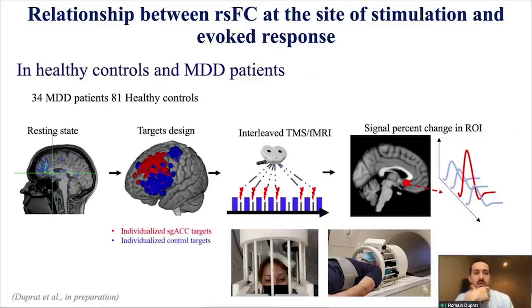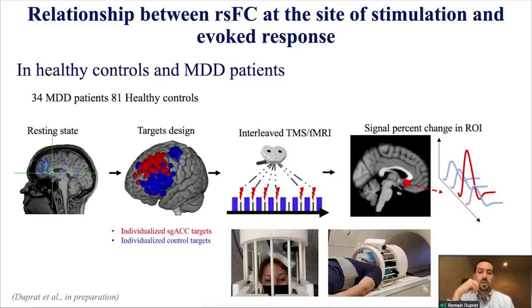Just to explain to you a bit the setup, what we first did was to acquire resting states from depressed patients and healthy controls, and use those resting states to design individualized targets based on functional connectivity. We were mostly interested in the subgenual anterior cingulate cortex, of course. So we used the functional connectivity maps to design those targets at the individual level, and we used control targets as comparison. Those control targets were based either on the functional connectivity to other regions of interest, such as the amygdala, or based on anatomical features.